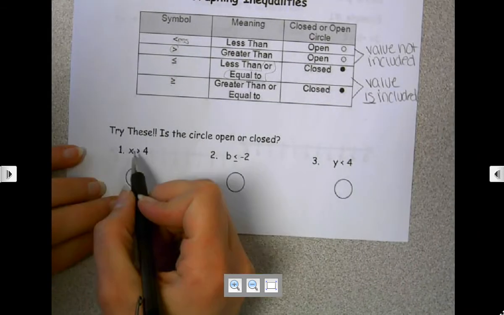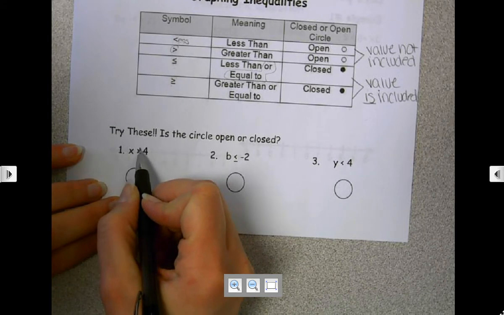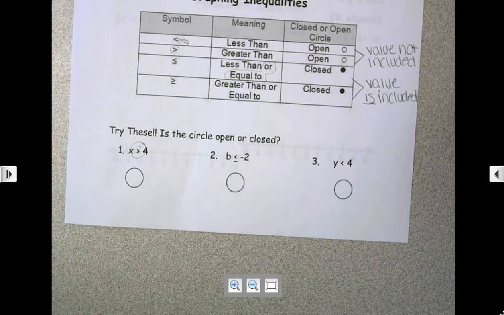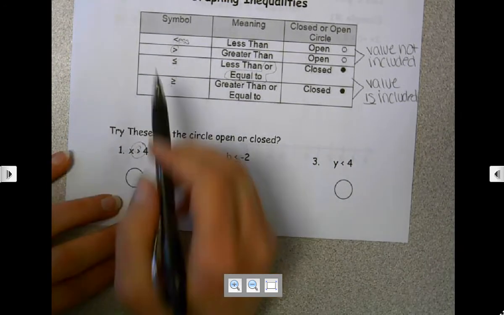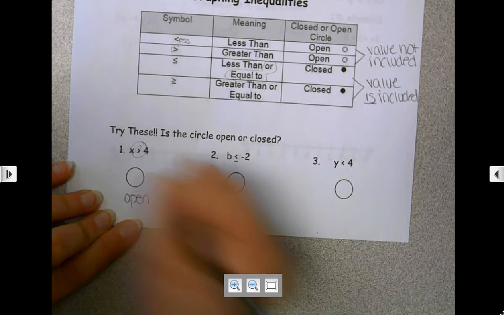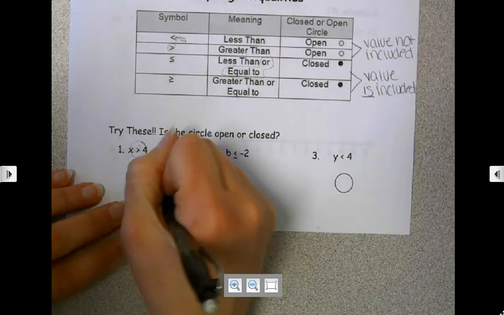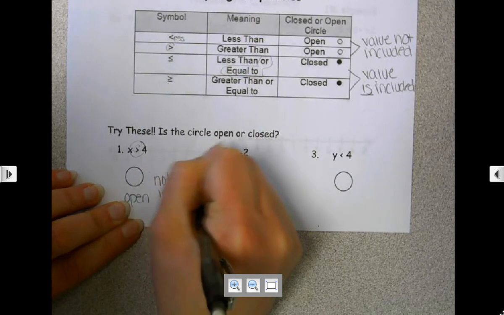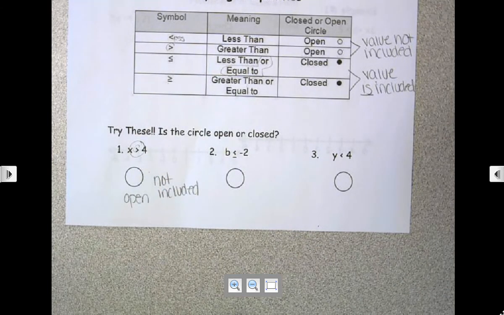The first thing we're going to look at is x is greater than 4. I know that's a greater than because of the G. Okay, we have greater than, that is an open circle. So we are not going to shade this in. We're going to be open and it is not included. So 4 is not included as a possible solution.